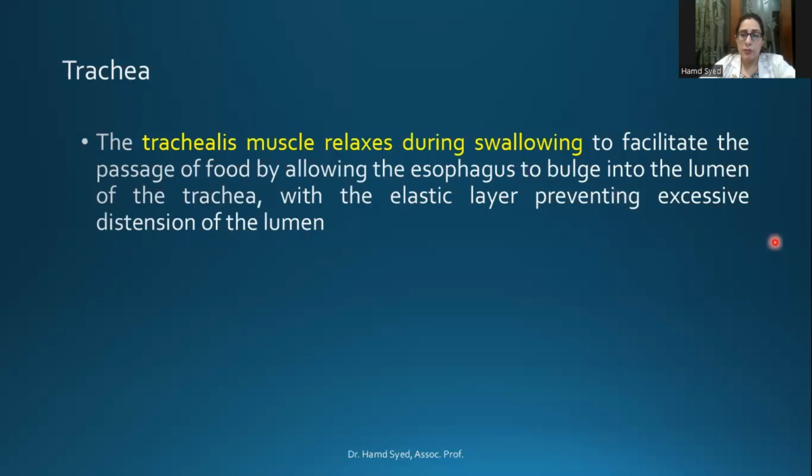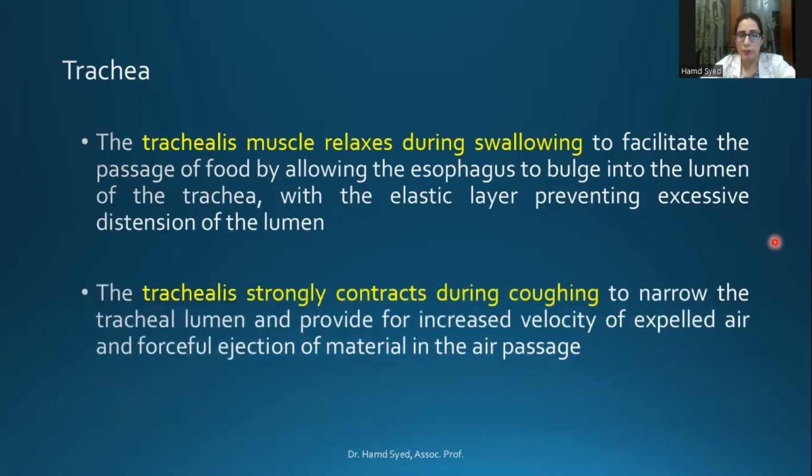Now, the trachealis muscle, remember, is the muscle which relaxes during swallowing when there is passage of food through the esophagus, as the esophagus is going to bulge into the lumen of the trachea. So behind the trachea is the food pipe, also known as the esophagus. When a bolus of food passes through this esophagus, it produces a bulge, and to accommodate that bulge, the trachealis muscle, which is present posteriorly within the tracheal wall, relaxes. But the elastic fibers present within the trachea prevent excessive distension of its lumen.